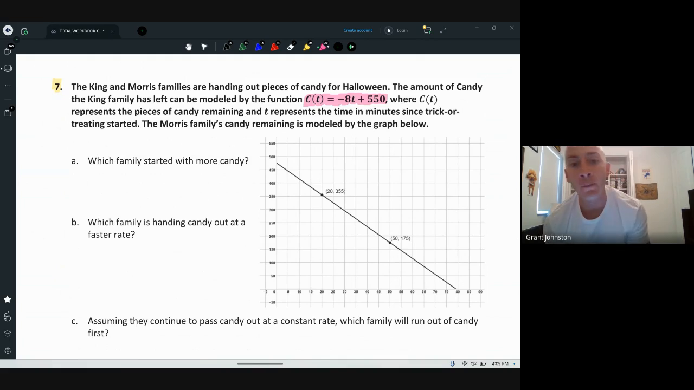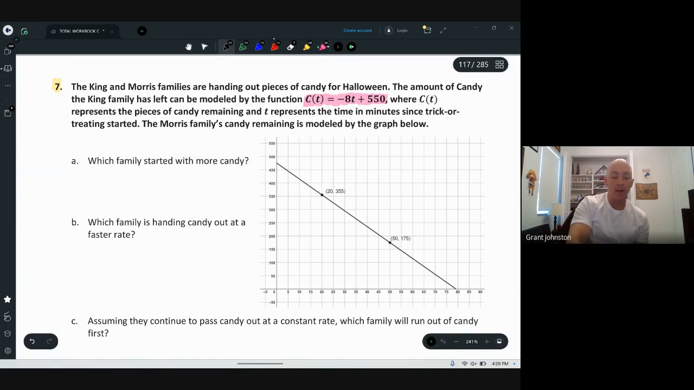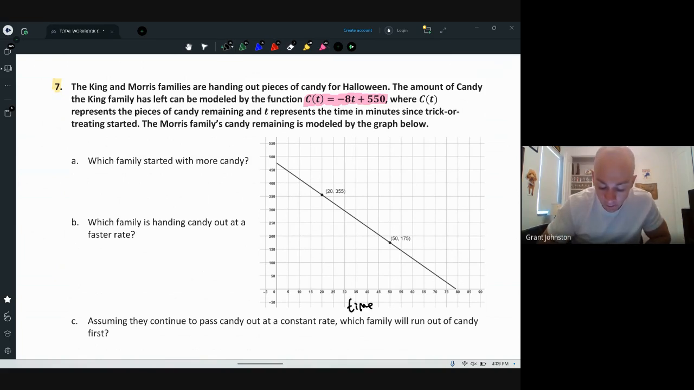The Morris's family candy remaining is modeled by the graph below. So I'm going to kind of label these down here. This is going to be time. And this is going to be up here on candy. Okay. So it says which family started with more candy.